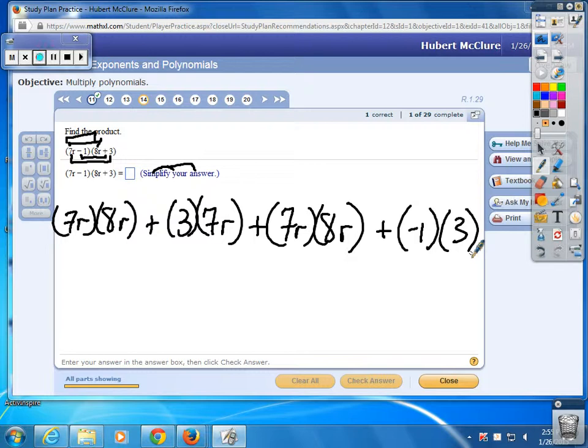I think the inside is missing. Thank you. I didn't do inside. I did it right here. Negative 1 and 8r. That better? First, outside, inside, and last.